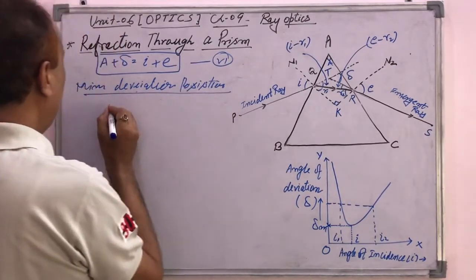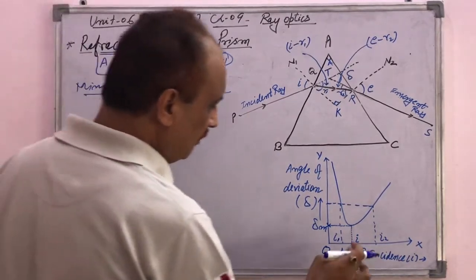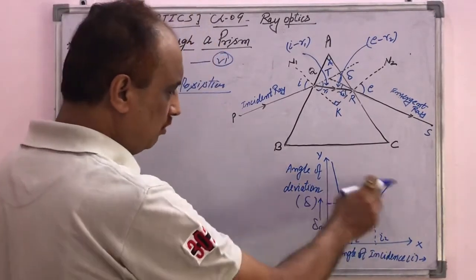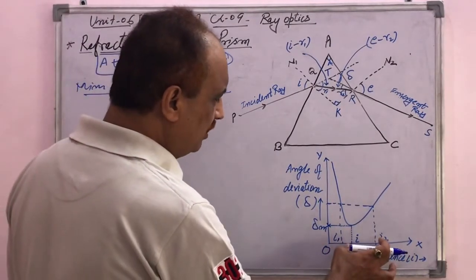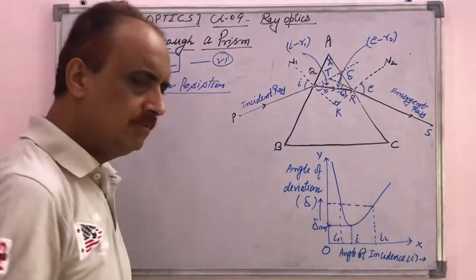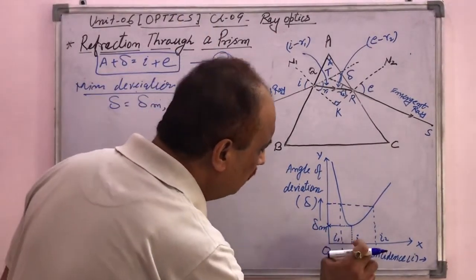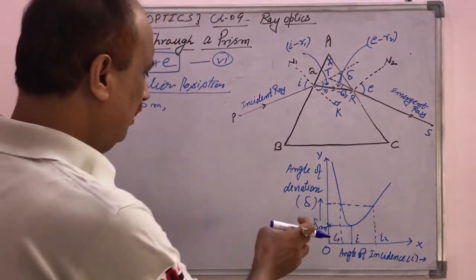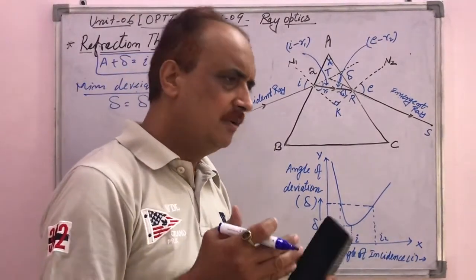So minimum deviation position is when the angle del equals del m, the minimum angle, and in that condition we will get only one angle of incidence. But in the whole experiment we will get two angles of incidence for the same angle of deviation. When we do the experiment, we can observe such things, but for the minimum angle of deviation we will obtain only one angle of incidence. Then the prism is said to be in the minimum deviation position.